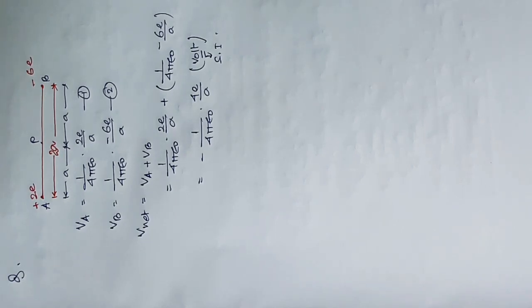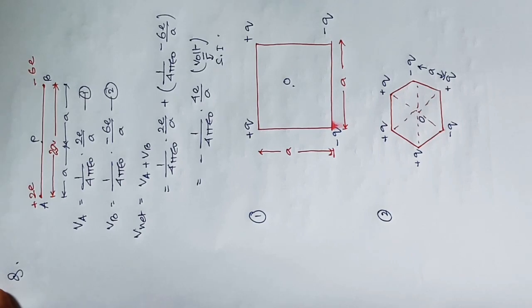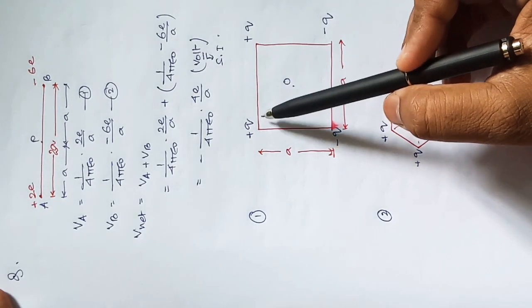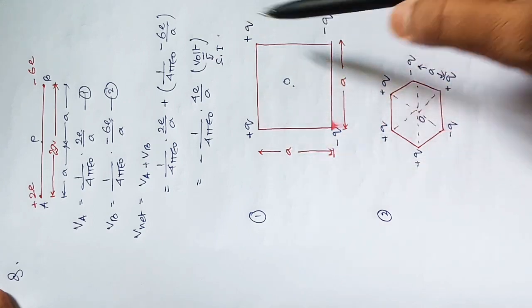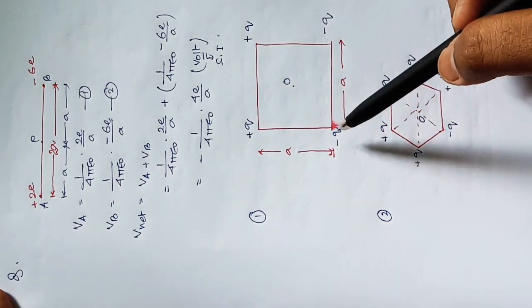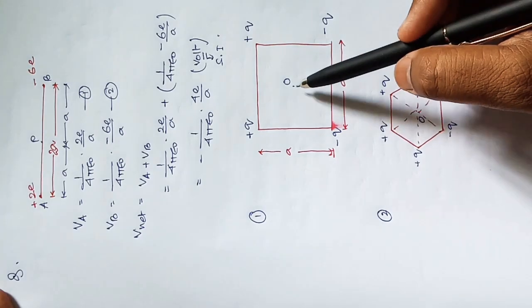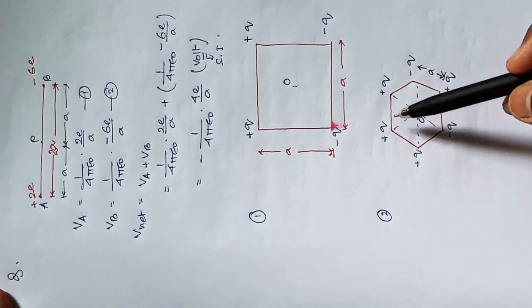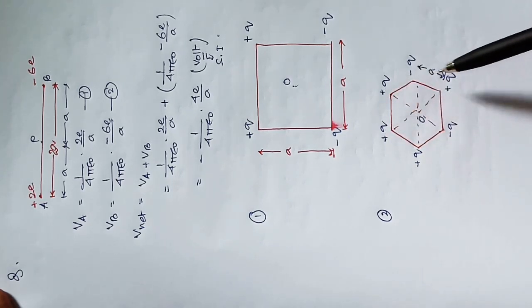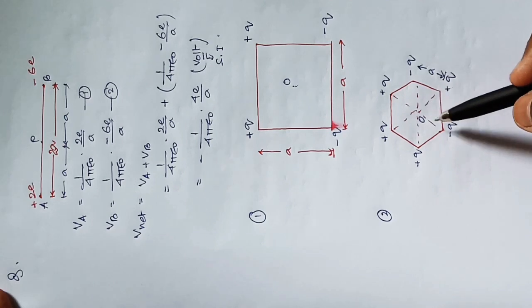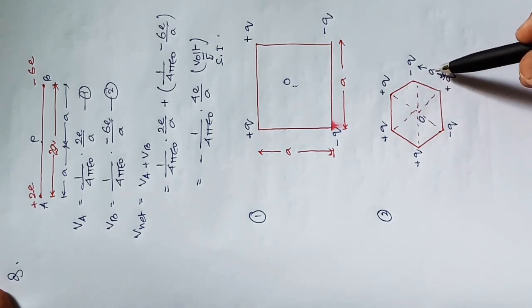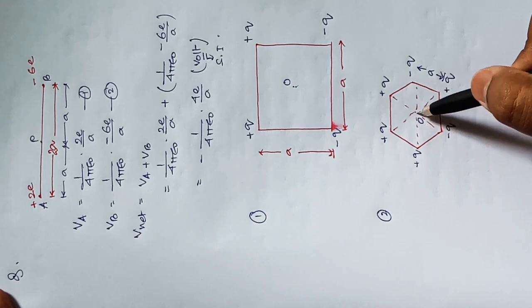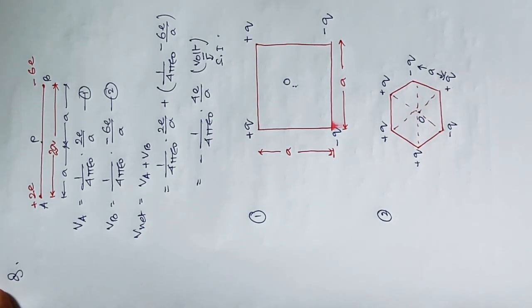I am just giving you one problem. So students, in the first problem there is a square of side a. 4 charges are placed, plus q and minus q, on its 4 vertices. You have to calculate the net electric potential at the center point O. And in the next problem there is a hexagon where the charges are placed like plus q, minus q, plus q, minus q, plus q, and each side of the hexagon is a. So here also you have to calculate the net potential at the point O. Clear? So these are the two problems you have to calculate, and you should post the answer in the comment box.